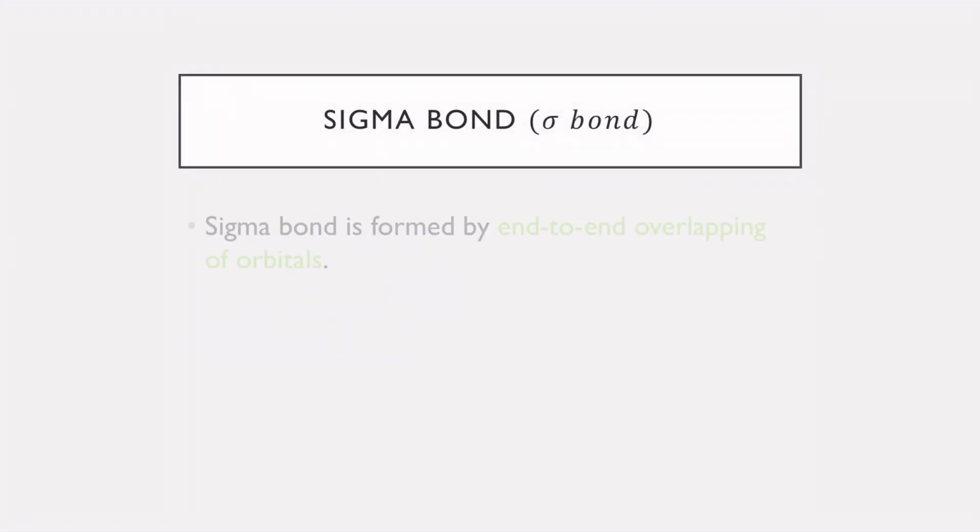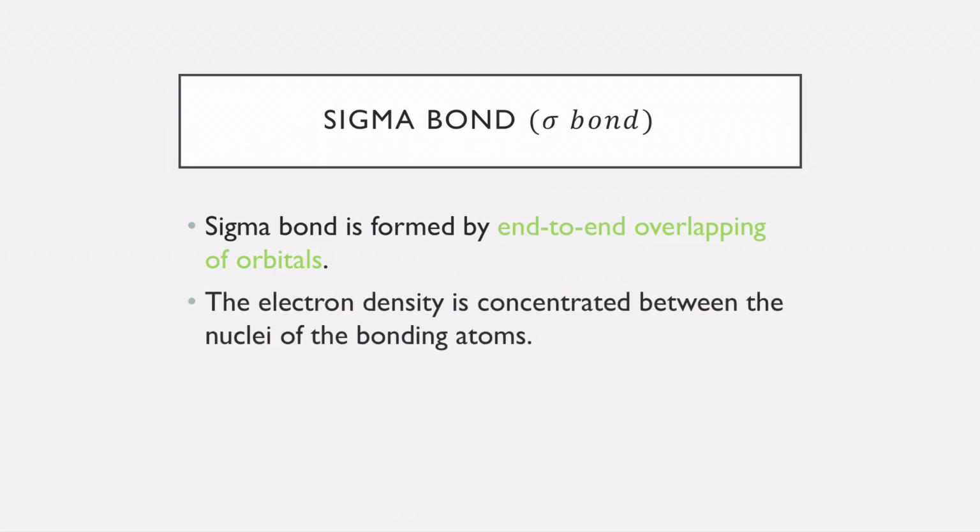The sigma bond is formed by end-to-end overlapping of orbitals. End-to-end maksudnya hujung ke hujung. Overlapping, bertindan. So you are going to overlap end-to-end your orbitals. The electron density is concentrated between the nuclei of the bonding atoms, and all single bonds are sigma bonds.